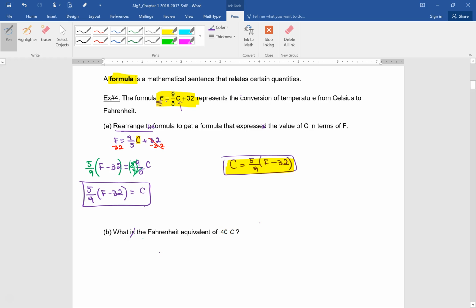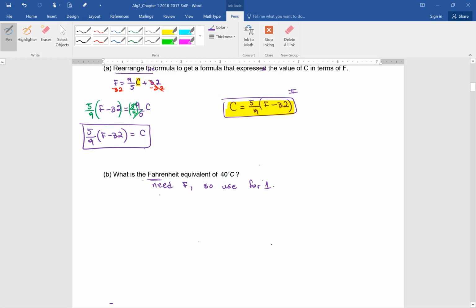Now, here, part B says, what is the Fahrenheit equivalent to 40 degrees Celsius? Now, your cousin in France says, oh my God, I got a fever. It's at 40 degrees Celsius. You have no idea, because if you're at 40 degrees, you're freezing, right? So which one am I going to use? Let's call this 1, and let's call this 2. Which one am I going to use for that B? 1, because I need Fahrenheit, okay? Need F, so use formula 1, okay?